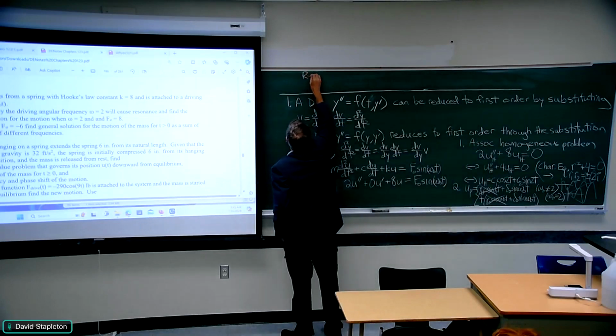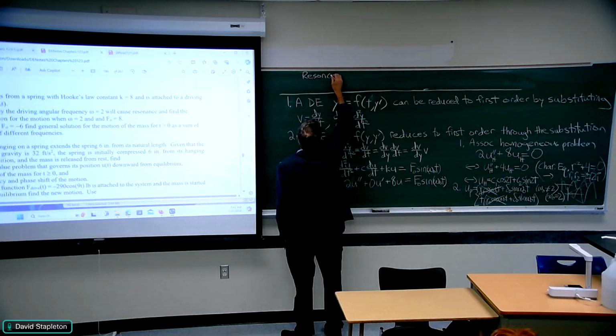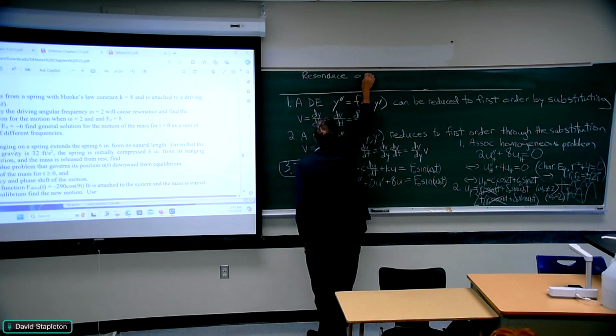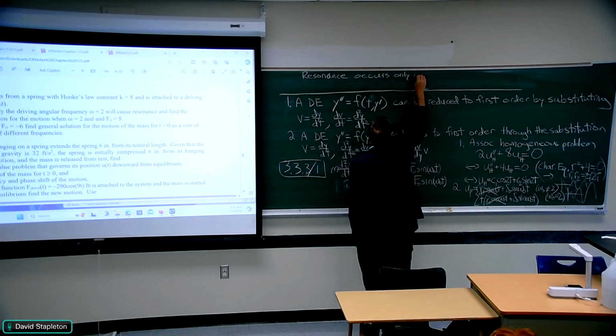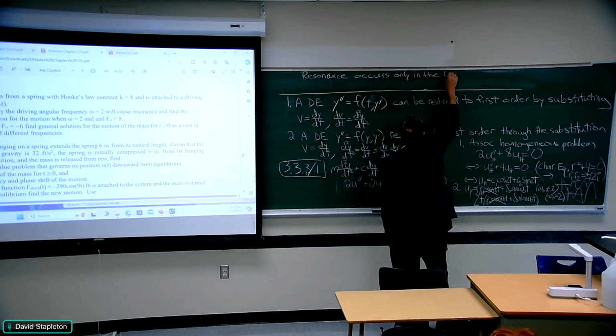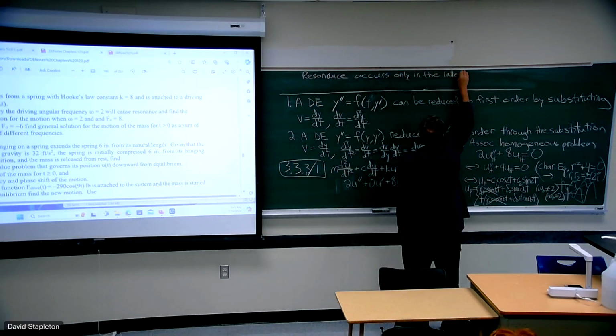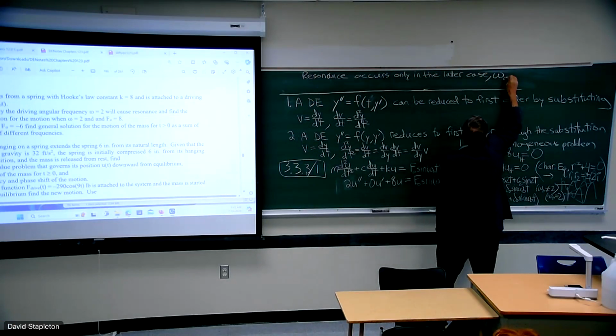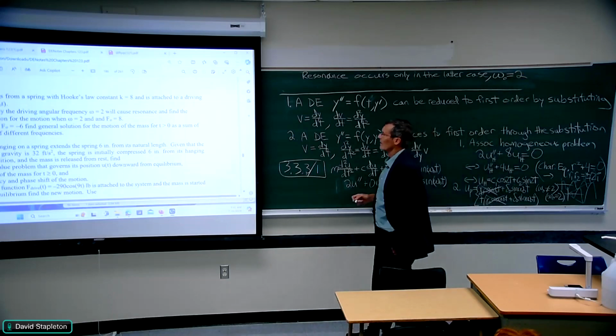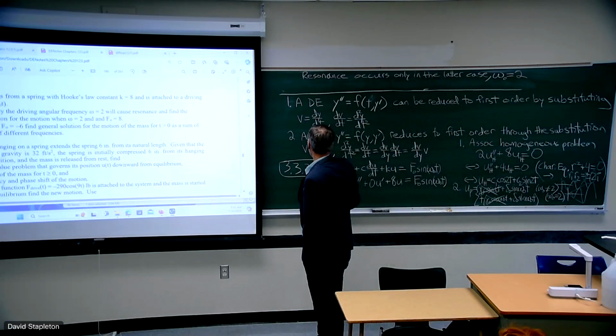So resonance, multiplication by t in the particular solution, occurs only in the latter case, where omega 0, the driving frequency, equals 2. That's part A, we should call this A.